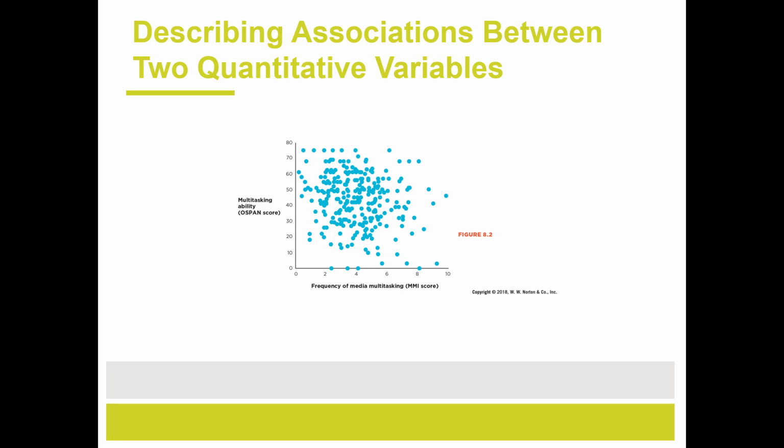We can look at another example here of a correlation between two quantitative variables. Here the two variables are representing multitasking ability, as measured by their O-span score, and frequency of media multitasking, or their MMI score. Is this correlation positive, negative, or is there no correlation? Well, it might be a bit difficult to tell, but it is in fact negative. Do you think the correlation is strong or weak? Well, since it's difficult to tell, it's most likely a weak correlation. The correlation coefficient, R, is actually negative 0.19. So, according to Cohen's guidelines, the association is small to medium in size.